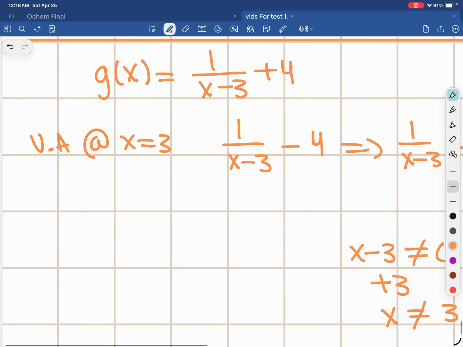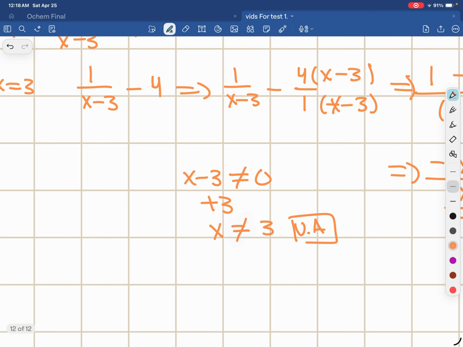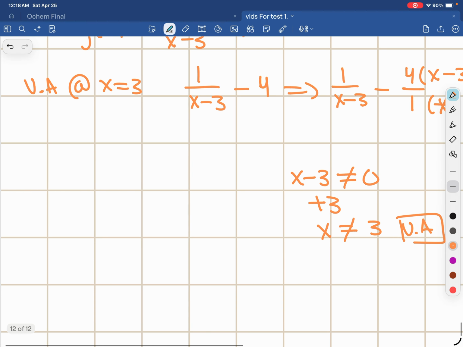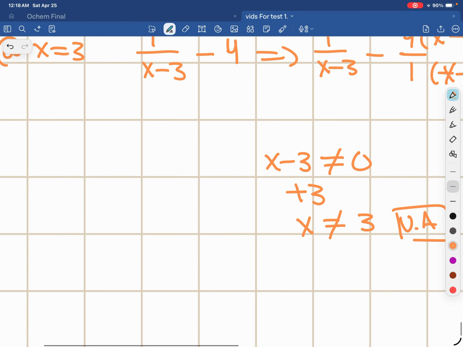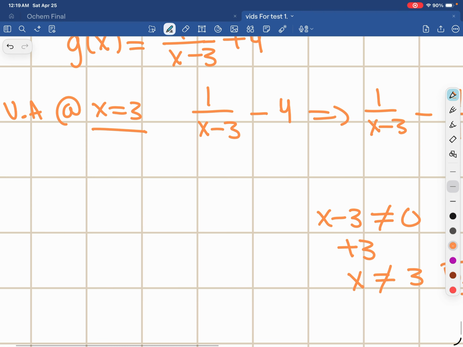So we'll say up here, vertical asymptote at x is equal to 3. We say equals here because in this sense I was talking about a restriction, which also happens to be our asymptote. And we say not equal, but x is equal to 3 when we're specifically talking about our asymptote, because that problem can't be 3. So that's why our vertical asymptote sits at x equals 3.